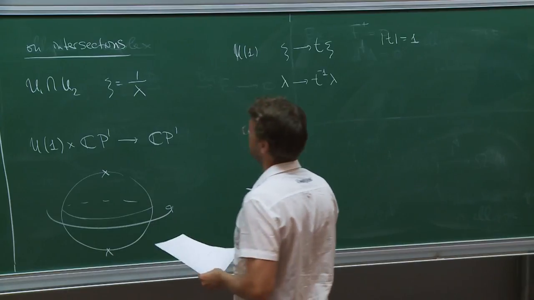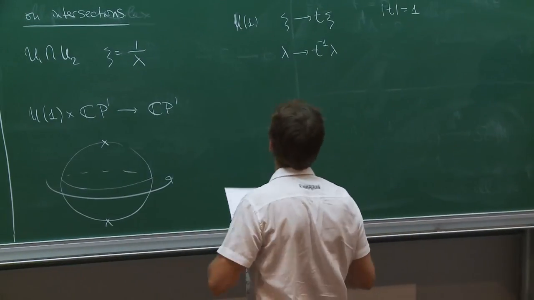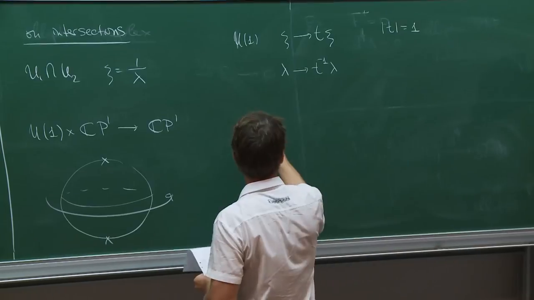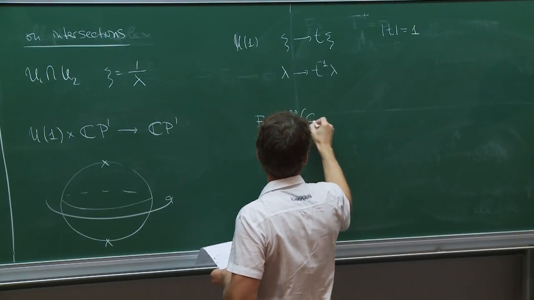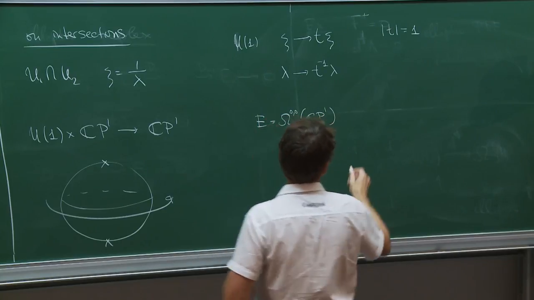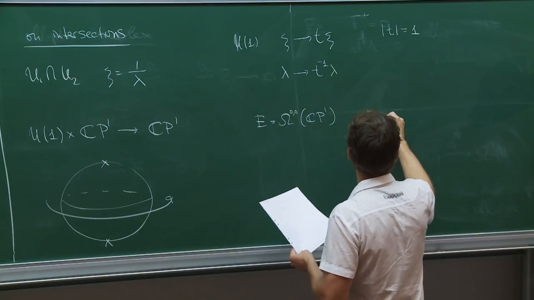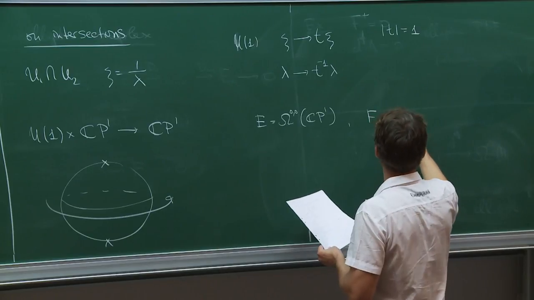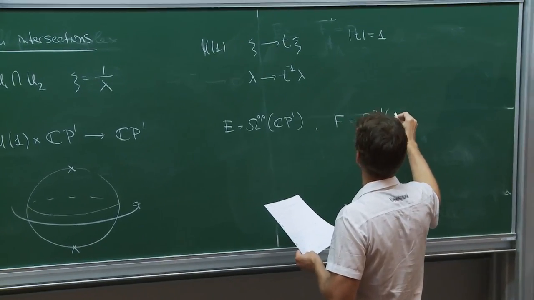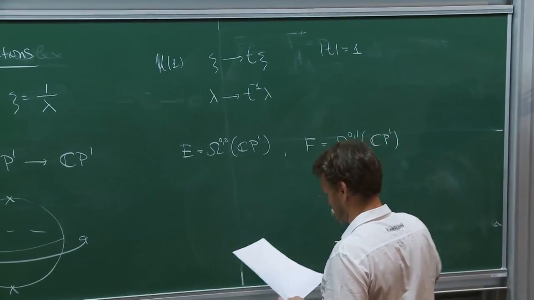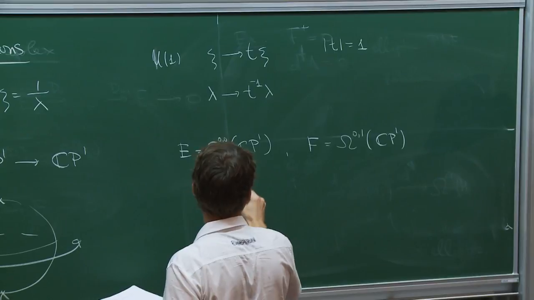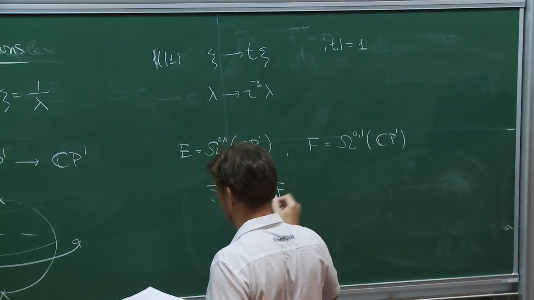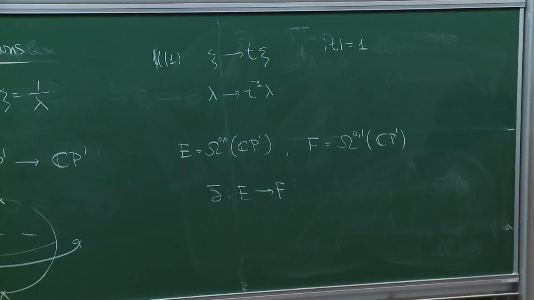So then let's do the index theorem. So for example, let's pick my E to be the bundle of (0,0) forms on CP1, and my other bundle F, let me say this will be (0,1) forms on CP1. And obviously my operator is del bar. It maps E to F.